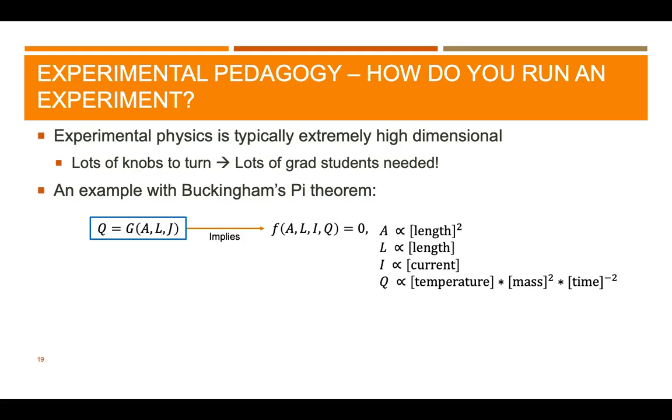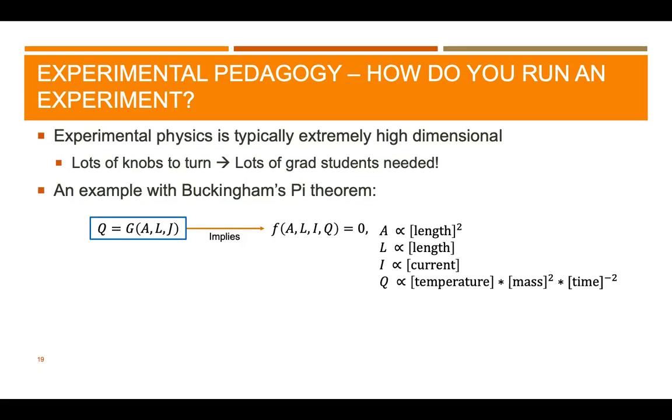Finally, how do you run an experiment? Typically, these things are really high dimensional. You have a lot of knobs to turn, which means you're going to need a lot of grad students. I was just working through this recently, and I think it's a very instructive little example. How many people here are familiar with Buckingham pi theorem?